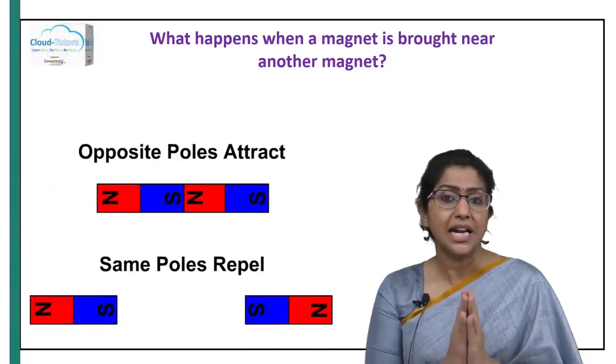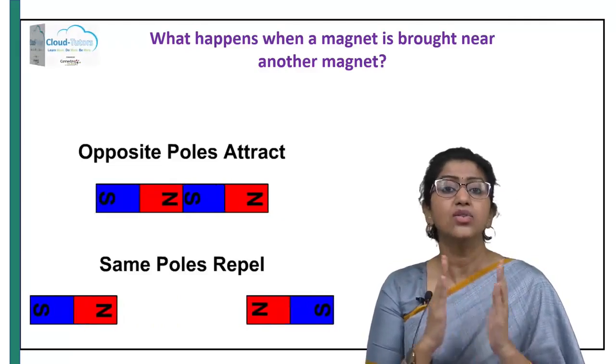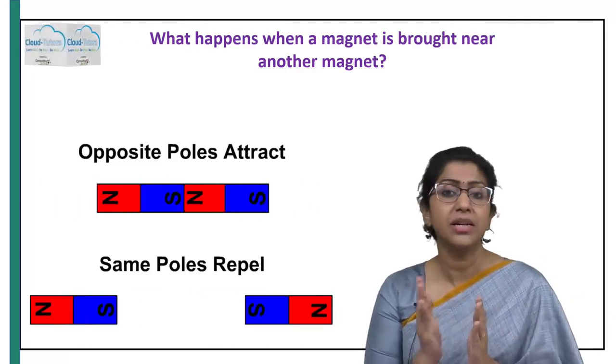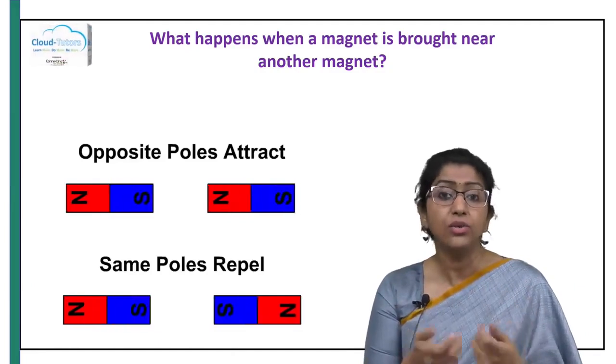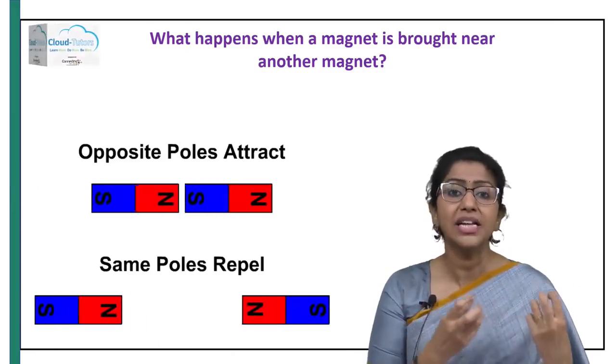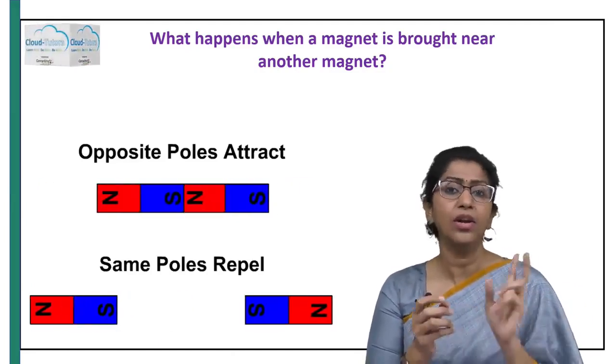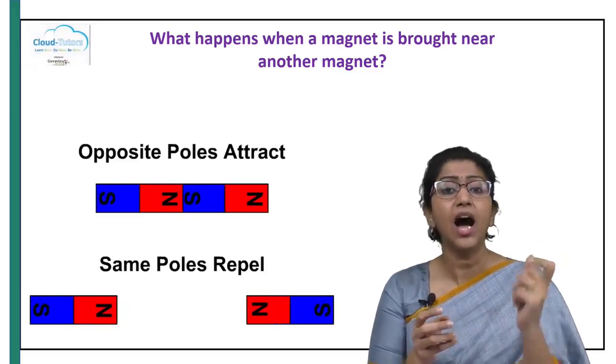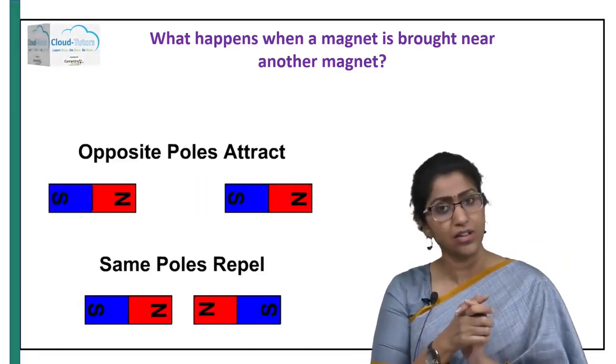Alright, so please understand the fact that there is no separate north pole or separate south pole in two separate magnets. There is always a pair of north and south pole in a given magnet, no matter how many pieces we break that magnet into.